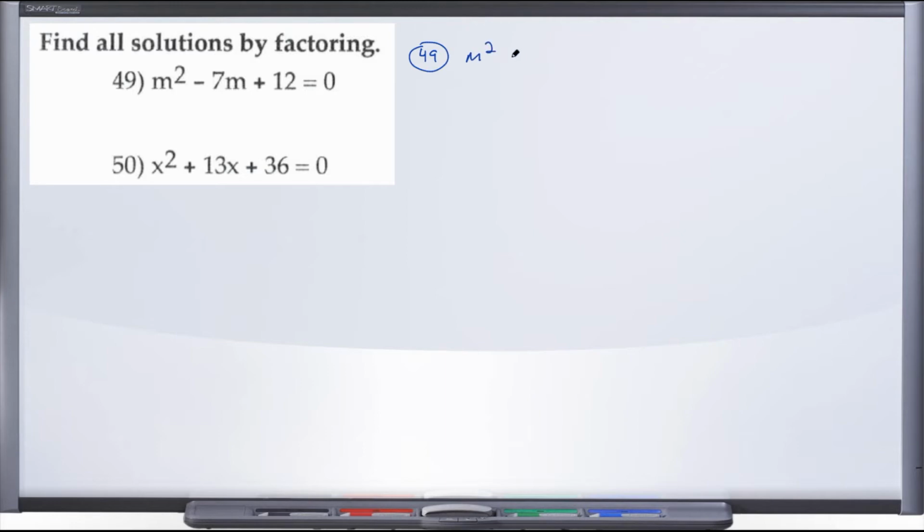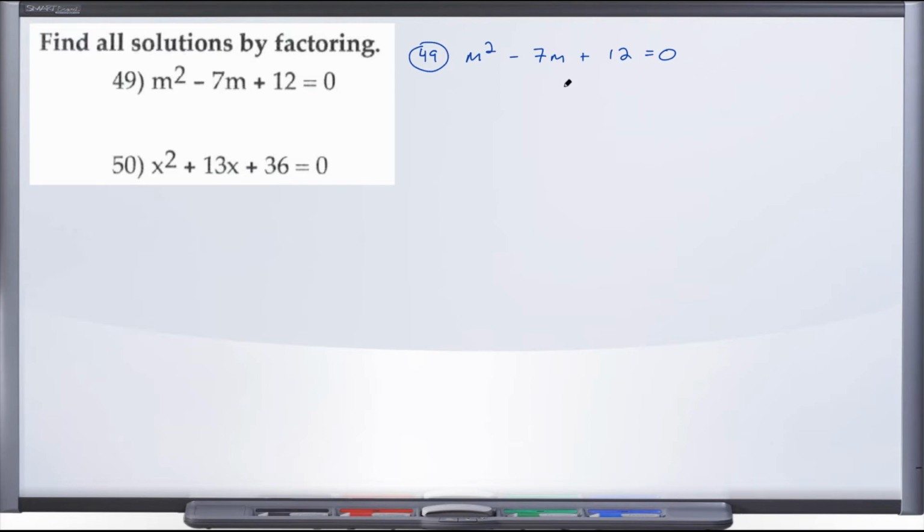So m squared minus 7m plus 12 equals 0. All right, so first thing you want to do is make sure that all your terms are on the left-hand side and that your equation is set equal to 0. And that's the case here. It was already given to us like this, so thank you very much.